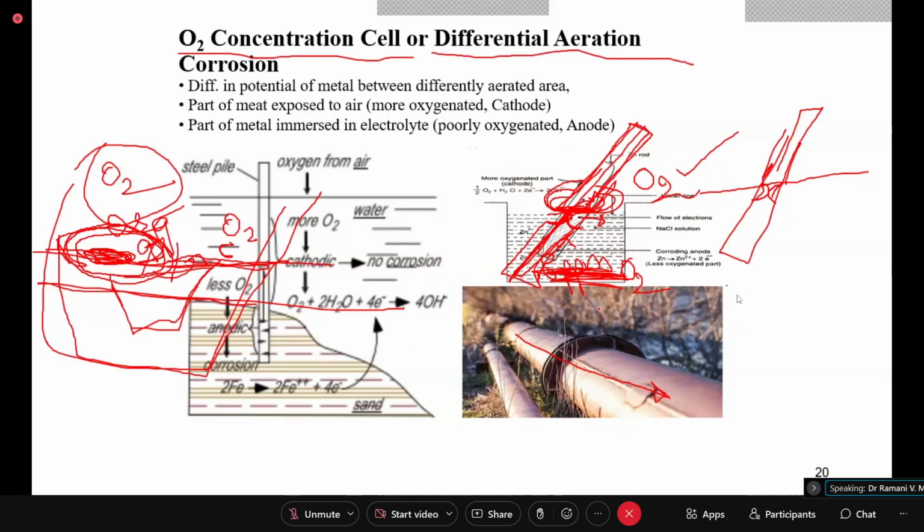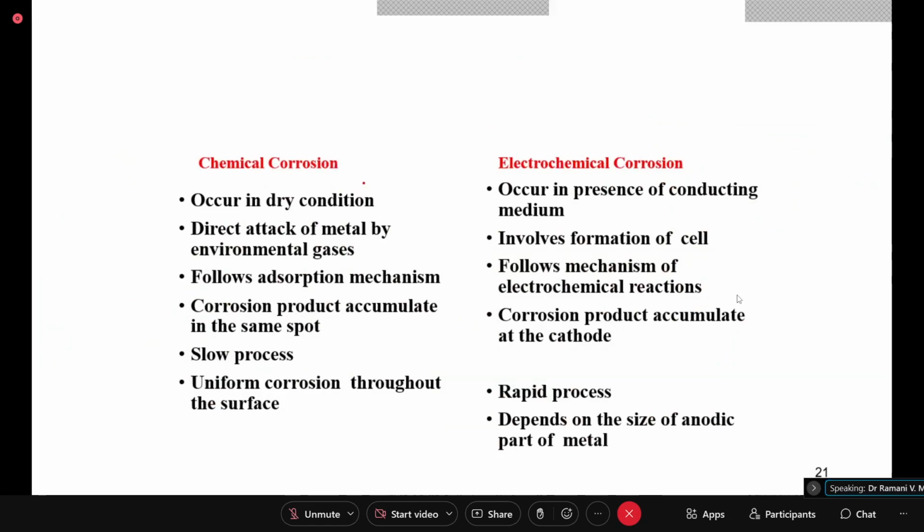Okay. Then chemical corrosion versus electrochemical corrosion. Chemical corrosion happens in dry condition. It is a direct chemical attack. It follows the adsorption mechanism, and then the corrosion product accumulates in the same spot. It is a slow process and it is uniform corrosion throughout the surface.